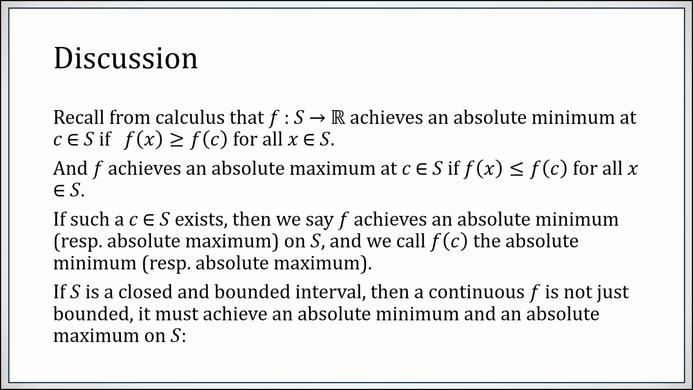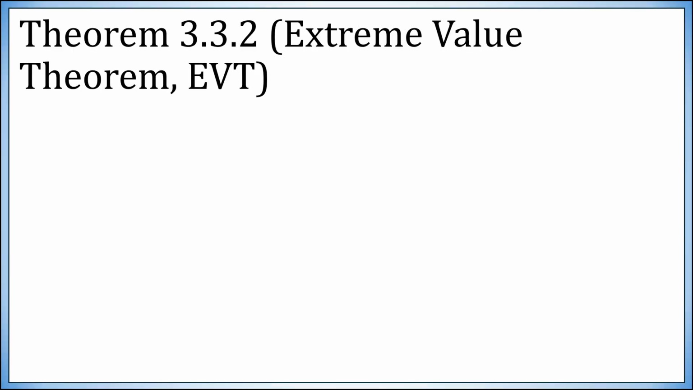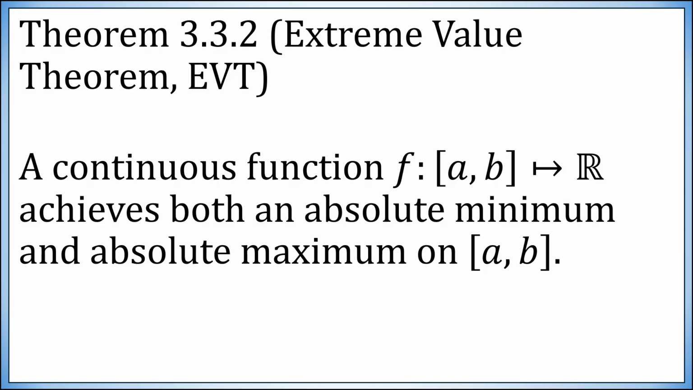Now, if S is a closed and bounded interval, then a continuous f is not just bounded, it must achieve an absolute minimum and maximum. Let's establish that. This is called the extreme value theorem. Suppose you have a function which is continuous, and the domain here is very specifically an interval including both endpoints again. It must achieve both an absolute minimum and an absolute maximum.